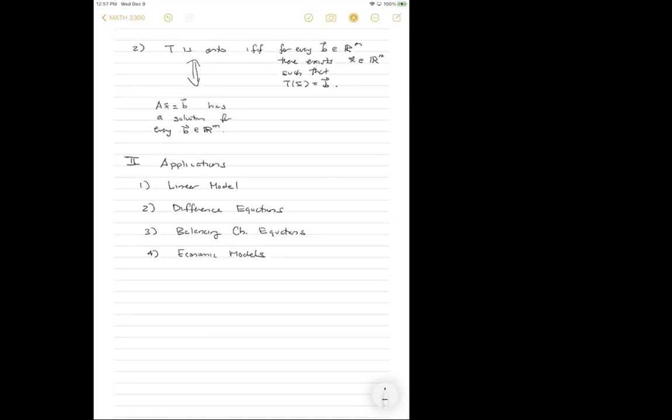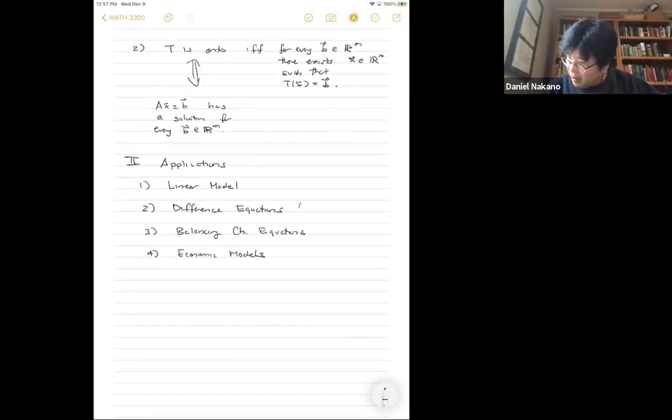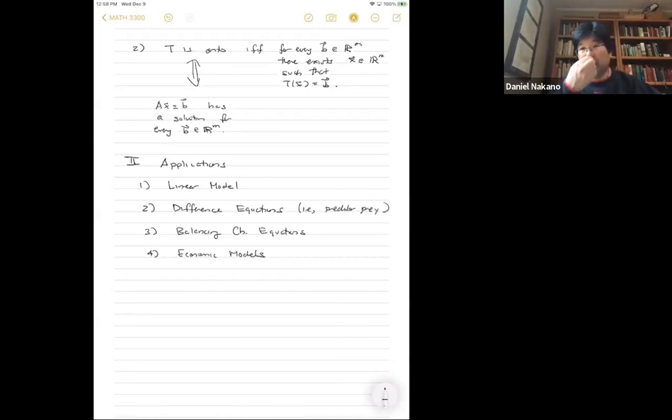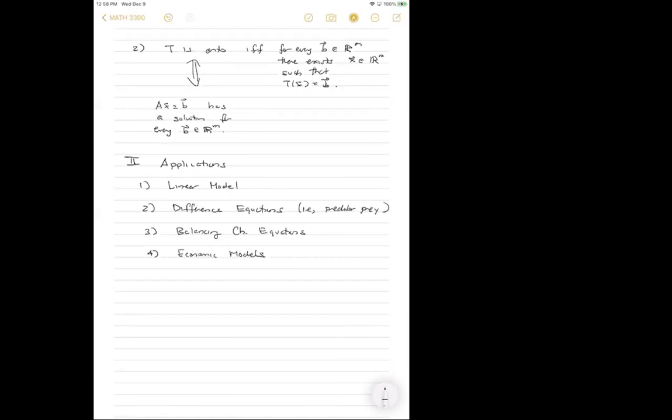No problem, Duncan. Are difference equations like the predator-prey model? Yes, exactly, like predator-prey. They're basically equations of the form u of k plus 1 is equal to a times u of k, with some initial value condition. Okay, thank you. All right.